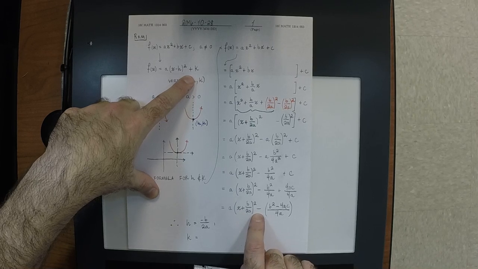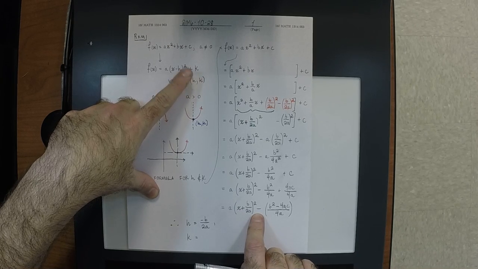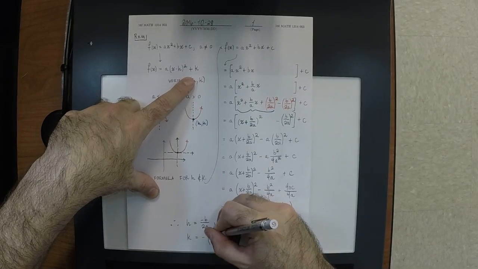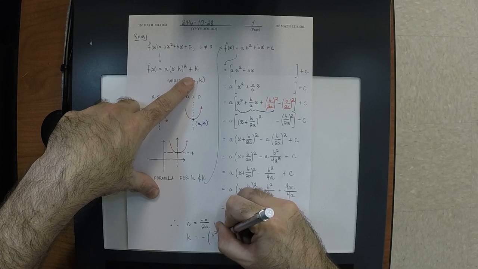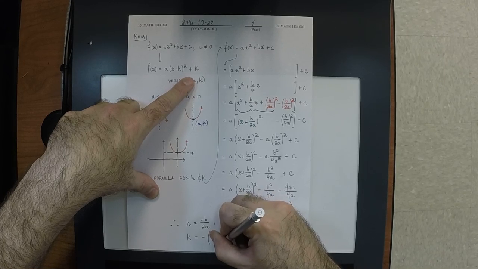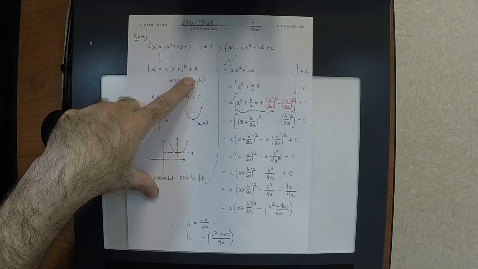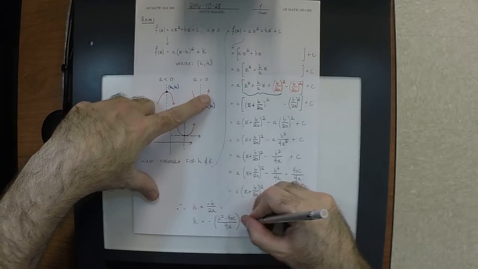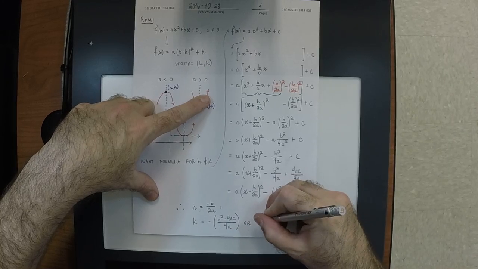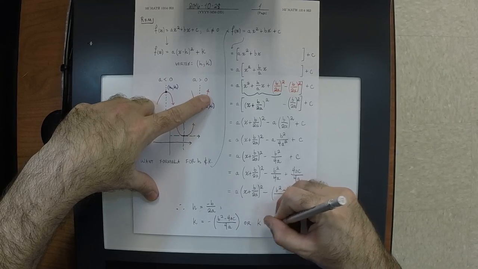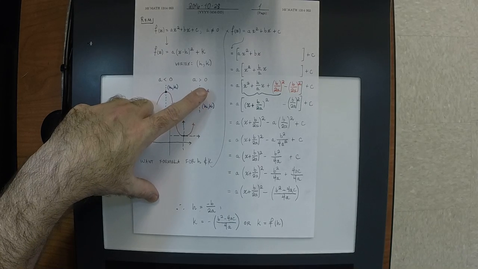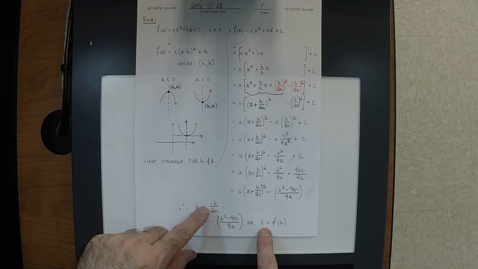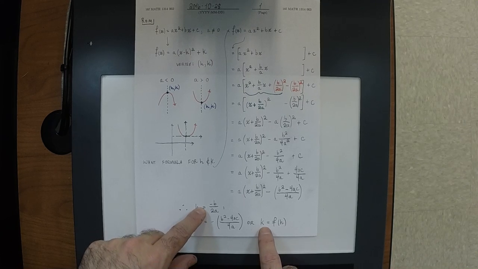So now you do keep the negative because that's positive. So the formula is negative b squared minus 4ac over 4a. However, essentially, the only one that's necessary to memorize is this one, h. Because once you have h, you can always find k by plugging in that h into f. So really, you only need to memorize one. So negative b over 2a.